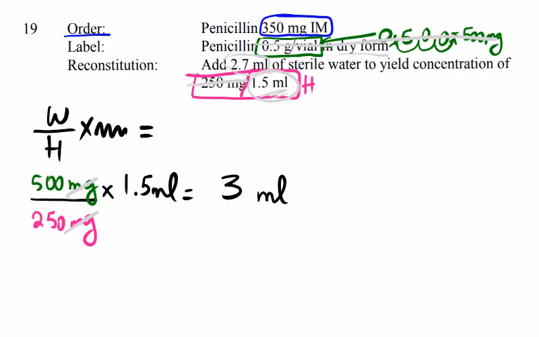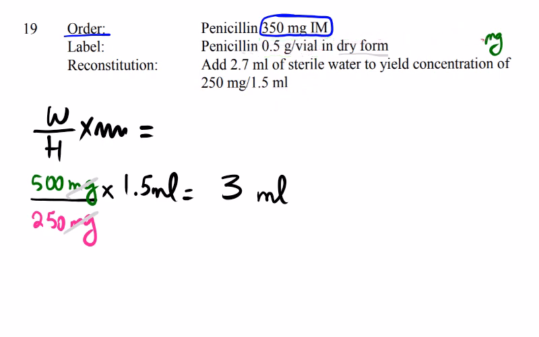So what is this 3 mils? This is the total volume of the reconstituted solution after you have added the water to the dry form, to the powder in that vial, to the whole contents of the drug in the vial. So that's exactly what we said before. The 2.7 mils of water that you add end up with the dry form added on, increasing the volume to 3 mils.